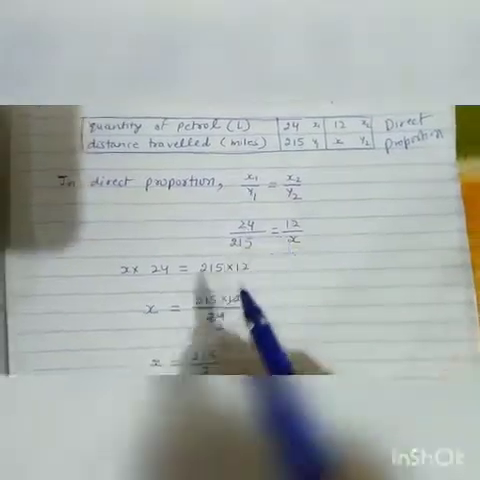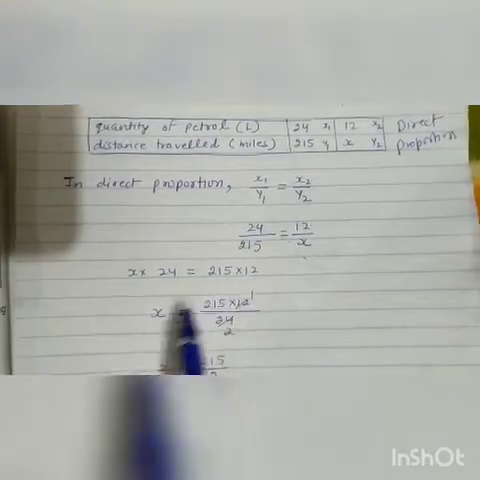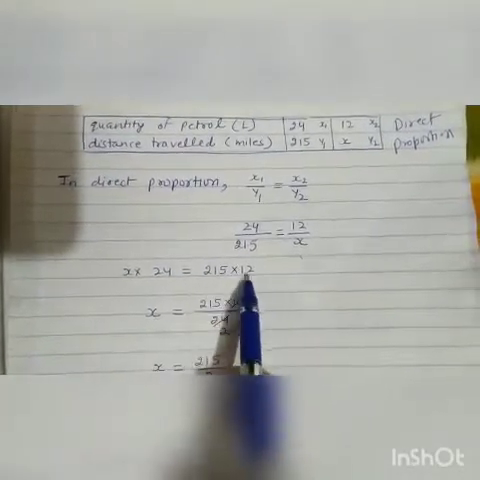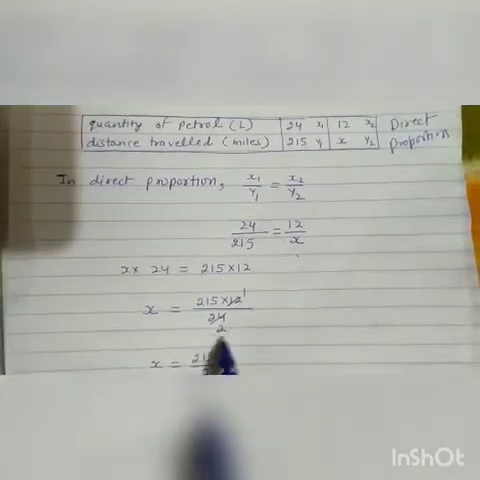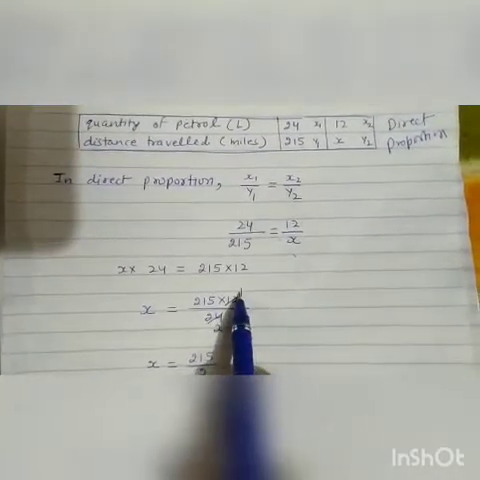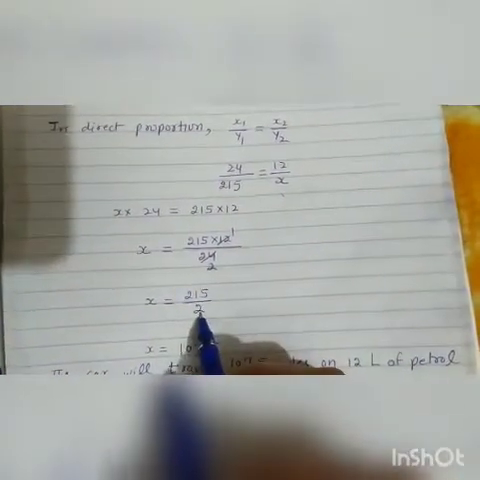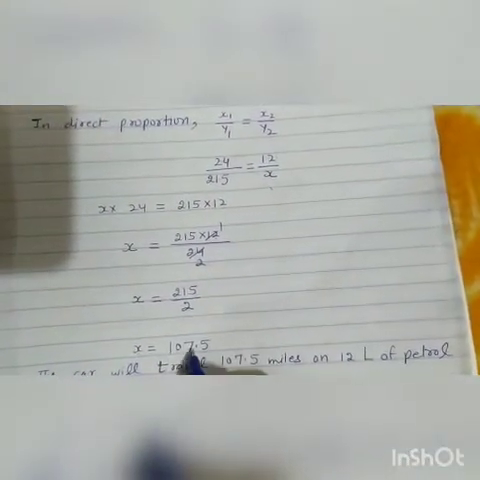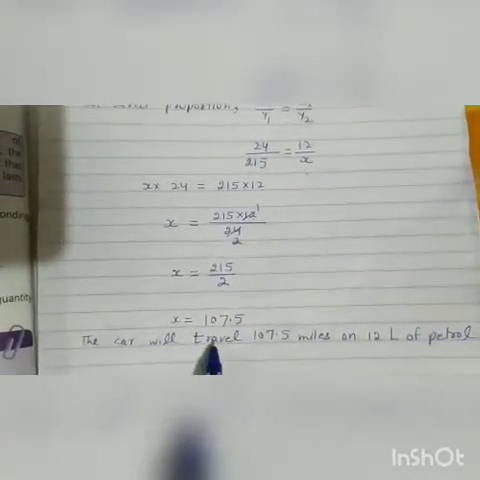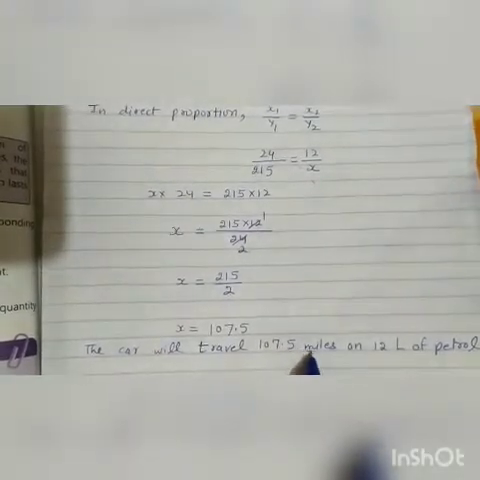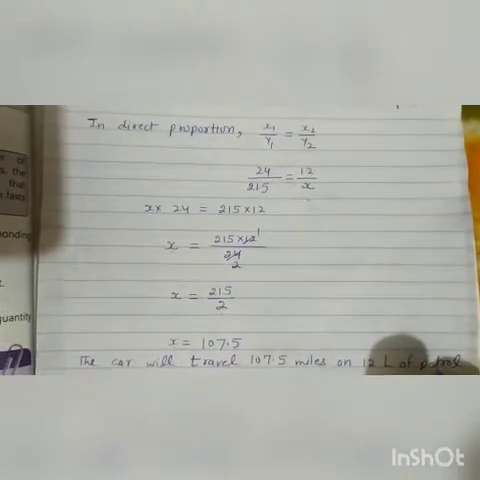Again by cross multiplication, x multiplied by 24 is equal to 215 multiplied by 12. Then x is equal to 215 multiplied by 12 upon 24. 12 ones are 12, 12 twos are 24. x is equal to 215 upon 2. When we divide 215 by 2, we get x is equal to 107.5. It means the car will travel 107.5 miles on 12 liters of petrol. Clear?